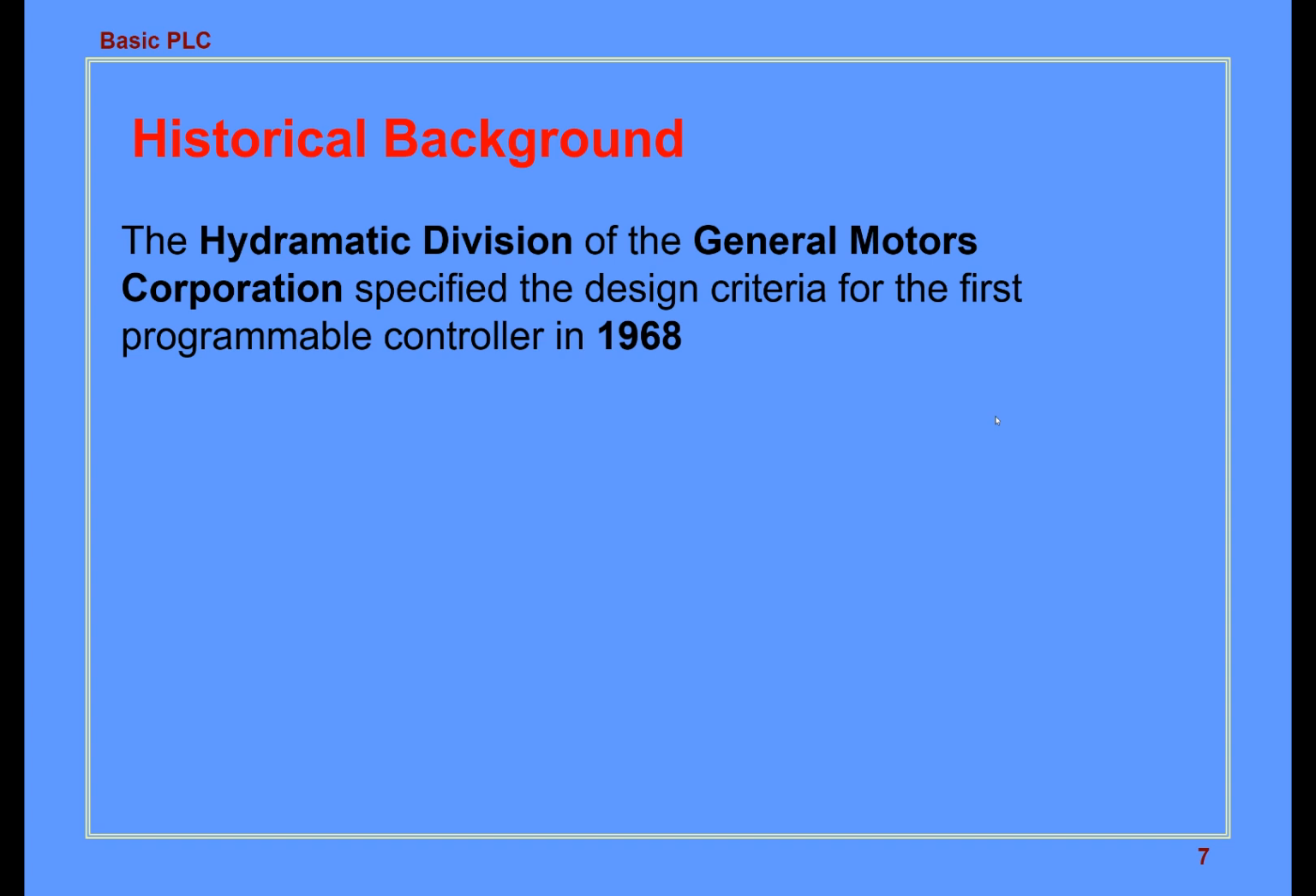But the first design criteria was back in the late 1960s. They wanted to get rid of relay logic. Now, General Motors is a big company that makes automobiles. They also make refrigerators. They own Frigidaire, for example, which owns Electrolux, and their refrigerator and appliance department is owned by General Motors now. So they're into other things other than automobiles, but what they're most noted for is automobiles.